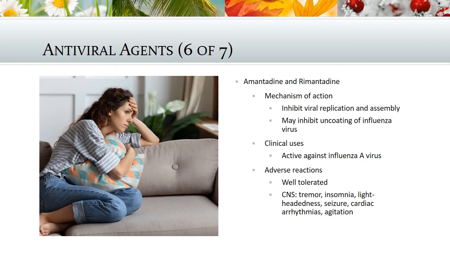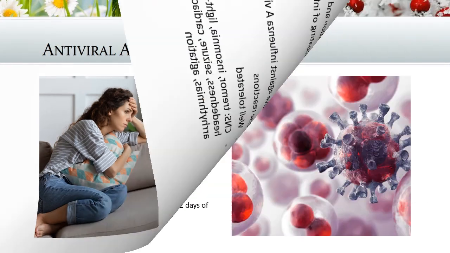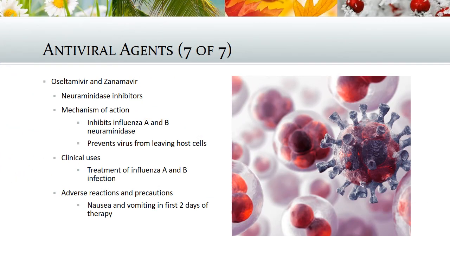Antivirals. Amantadine and rimantadine inhibit viral replication and assembly. They also may inhibit the uncoating of the influenza virus. They're active against influenza A virus. They're well tolerated. However, they can result in tremor, insomnia, lightheadedness, seizure, cardiac dysrhythmias, and agitation. Oseltamivir and zanamivir are neuraminidase inhibitors. They inhibit influenza A and B neuraminidase, and they prevent the virus from leaving the host cells. They're used to treat influenza A and B infection. However, nausea and vomiting may occur in the first 2 days of therapy.